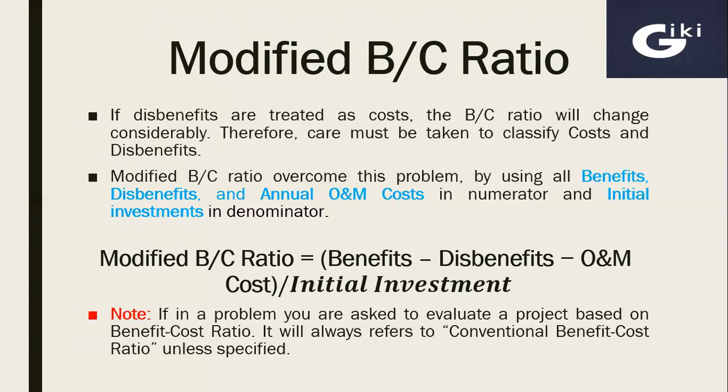Note, just keep in mind, this is also an important thing. If in a problem you are asked to evaluate a project based on benefit cost ratio, it will always refer to conventional benefit cost ratio unless specified. If required, it will be clearly stated that you need to calculate modified B over C ratio. Otherwise, it will always be conventional B over C ratio.